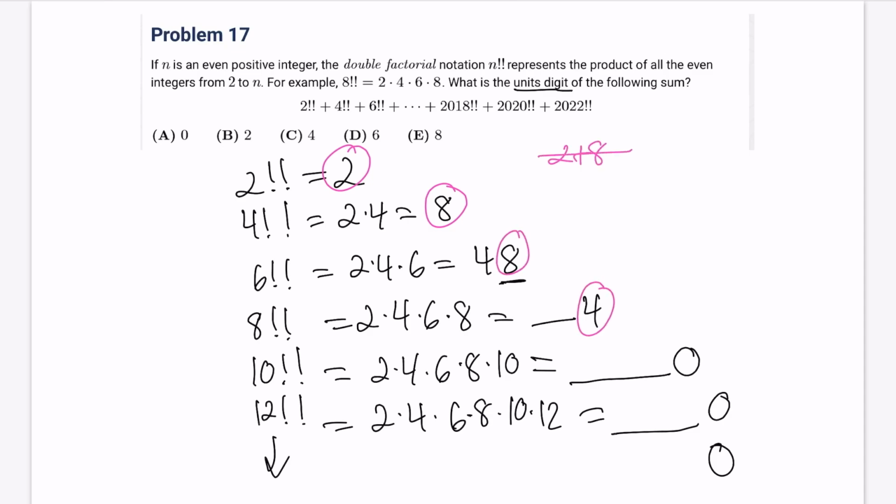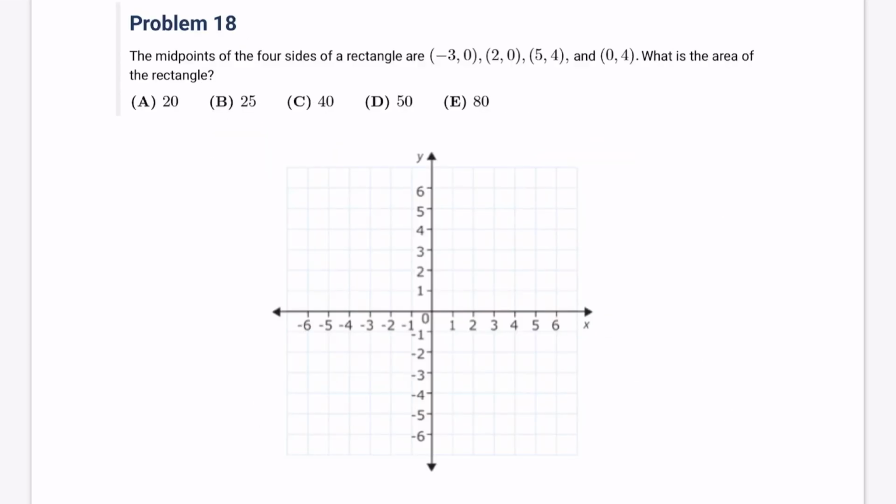2 plus 8 is 10, so that doesn't contribute to the units digit. And then 8 plus 4 is 12, which means the units digit will end in a 2. So that is answer choice B.